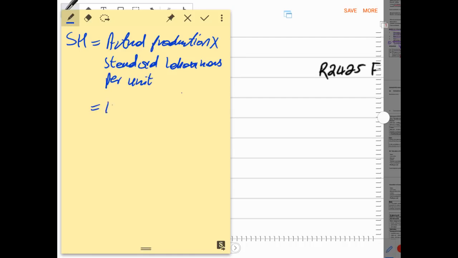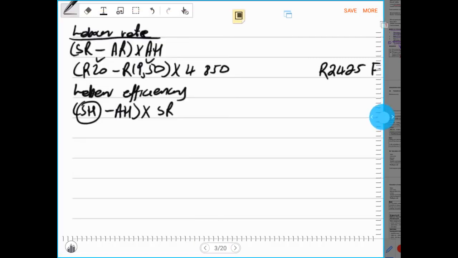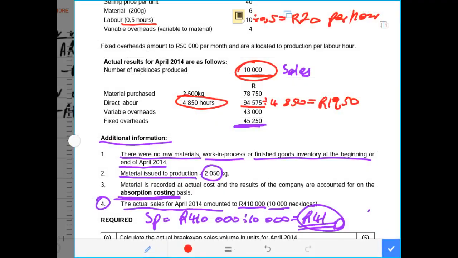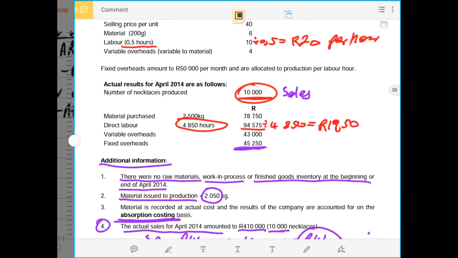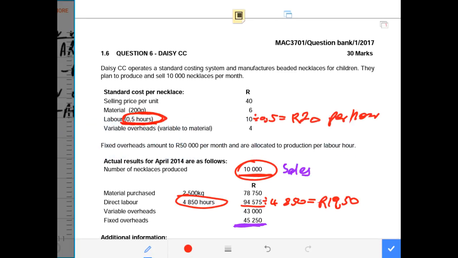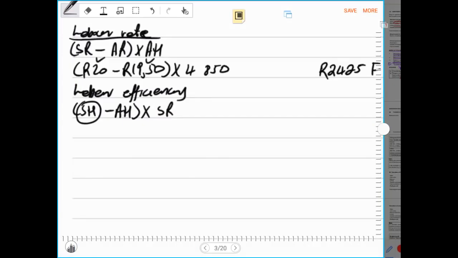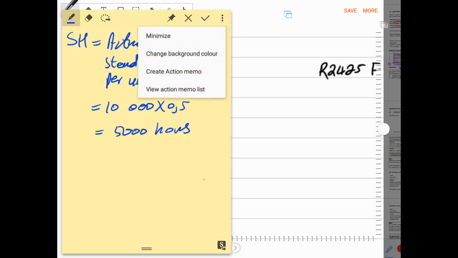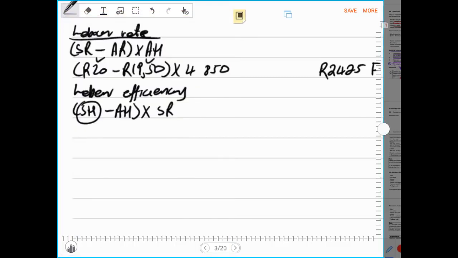So now we know that actual production is 10,000 units, times standard labor hours per unit, which is 0.5. Standard labor hours is the number of hours it is supposed to take to complete one unit. Remember, we had 0.5 hours, meaning it takes 0.5 hours, which is 30 minutes, to complete one unit. So that is the 0.5 I have used. So now my standard hours becomes 5,000 hours.